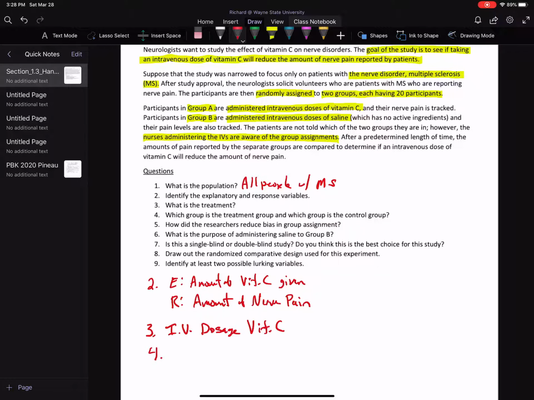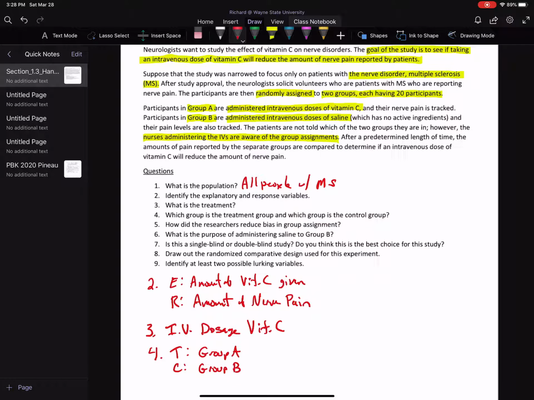Okay, number 4, which group is the treatment group, and which one is the control group? Well, I think they tell us that. Group A is administered the dose of vitamin C. So group A is going to be the treatment. Maybe we should say group A instead of GA, be a little bit more precise here. And the control group then has to be group B.